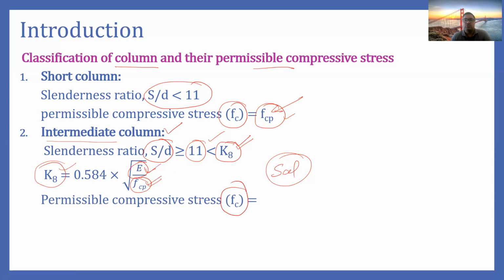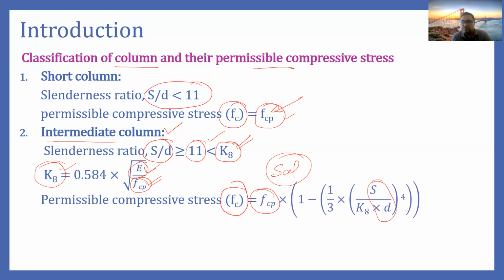Now, if our column is an intermediate column, in that case, how do we find out permissible compressive stress? Permissible compressive stress can be found by using this relation. This relation is dependent on the FCP value, the S by D ratio and the value of K8. So it is dependent on these three parameters. Similarly, a long column will be classified when the S by D ratio or lambda value is greater than K8. So in case of a long column, how do we find out permissible compressive stress?